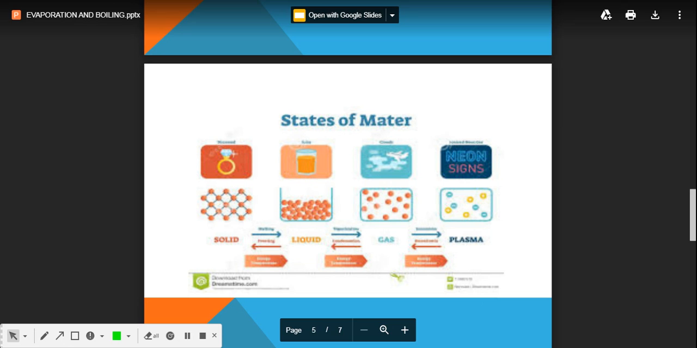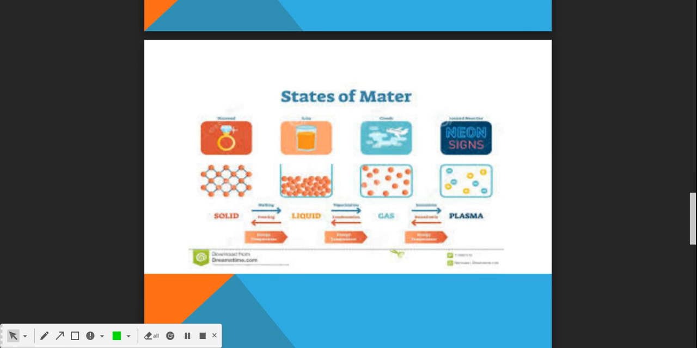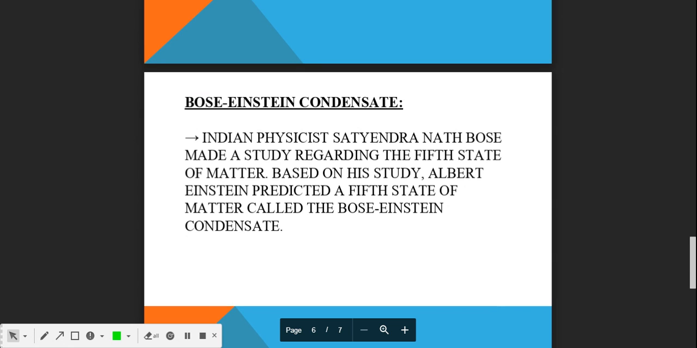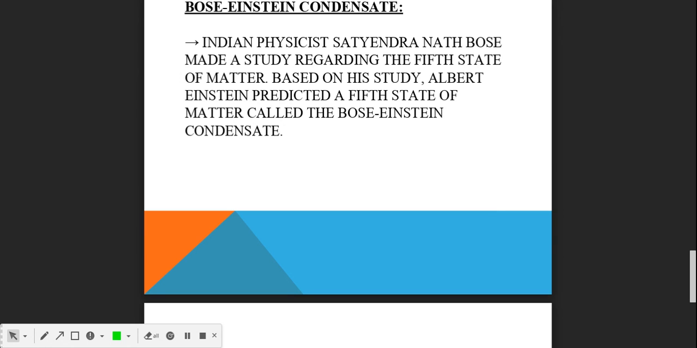But there is one more state of matter. Can you name it? Think. I hope you haven't heard of Bose-Einstein condensate. That is the fifth state of matter that you are going to study about. Let's start. So Bose-Einstein condensate. Indian physicist Satyendra Nath Bose made a study regarding the fifth state of matter, right? Albert Einstein predicted a fifth state of matter called the Bose-Einstein condensate, or we call it BEC also. So what is that?